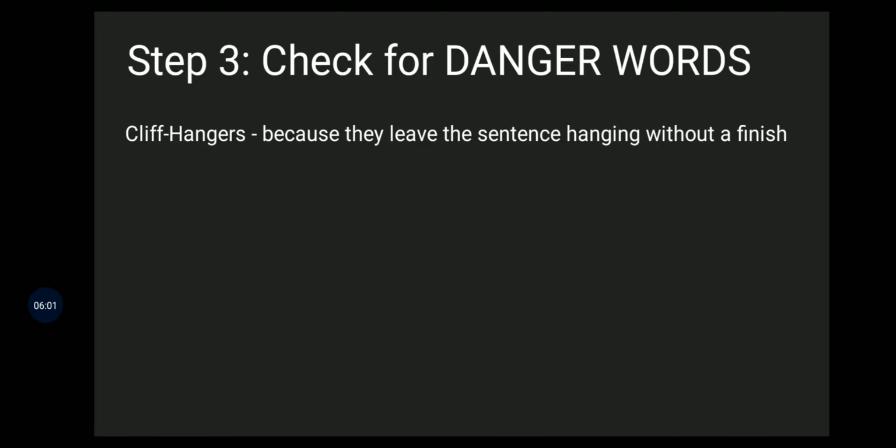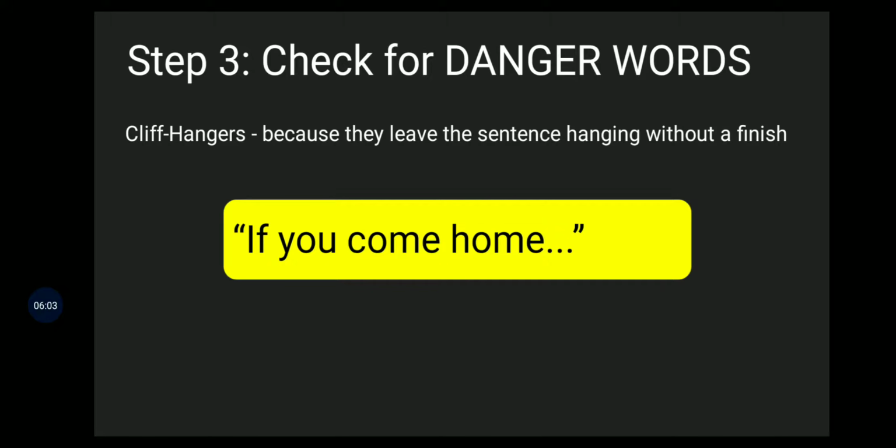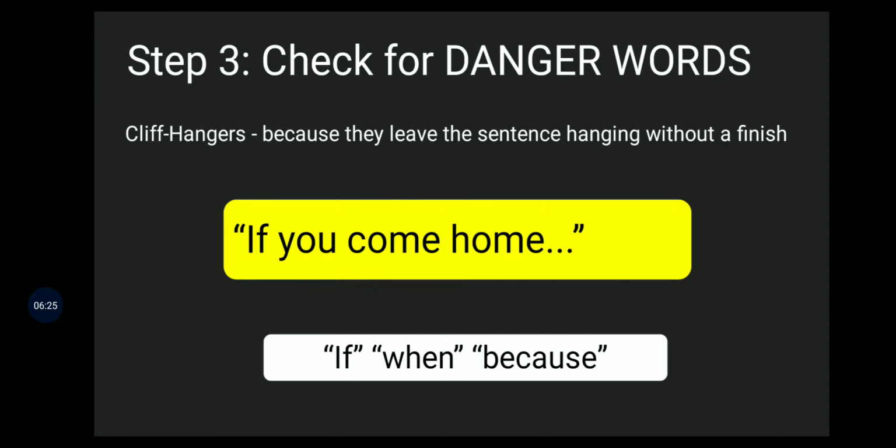For example, if you come home. So if you write a sentence such as this, then it is an incomplete sentence because you're not stating what happens after. So if you make use of the danger word if here, so if should always be followed by a follow-up phrase. If this, then what? Few other instances is when you make use of when or because. So when something happens, then what? Or because of something, then what? So you should always remember that when you're making use of such danger words, you should always have follow-up phrases or else your sentence will remain incomplete.